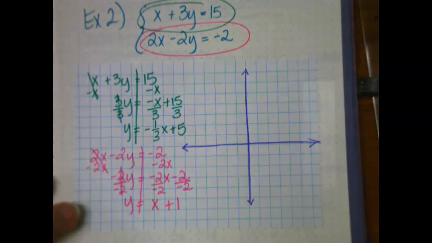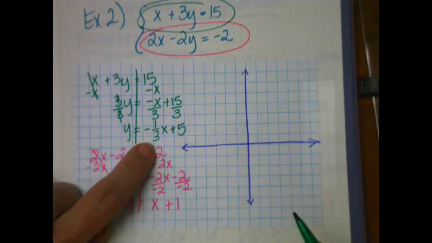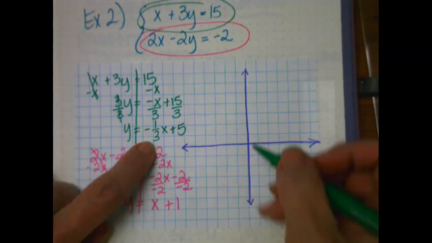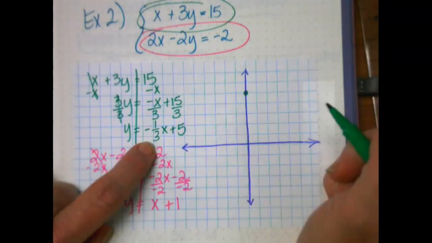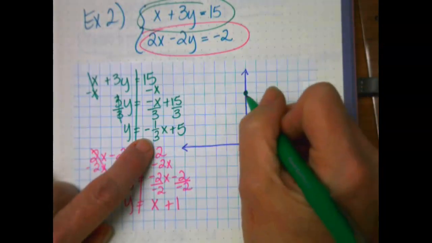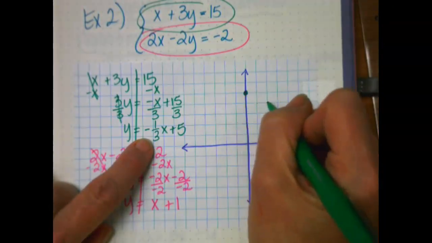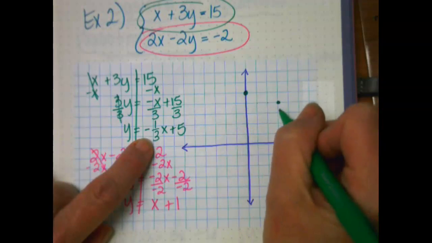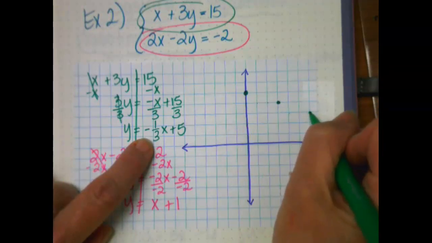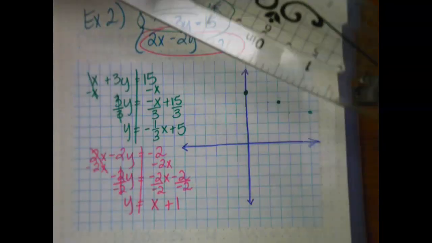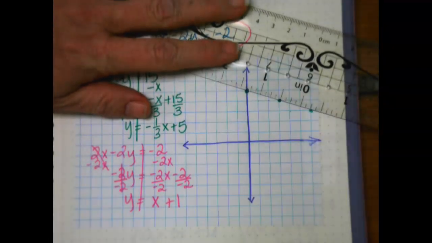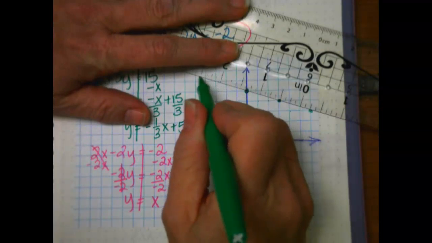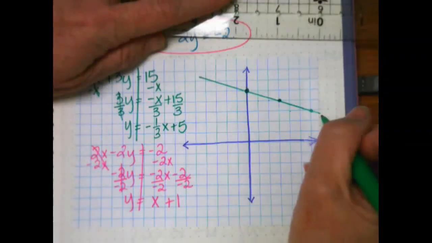All right, my first equation, y equals negative 1/3 x plus 5. So my y-intercept is 1, 2, 3, 4, 5. And it's a negative 1/3 slope, so it's going to fall 1 and run 1, 2, 3. Fall 1, 1, 2, 3. Right? That's how we graph that one. There's my first line.